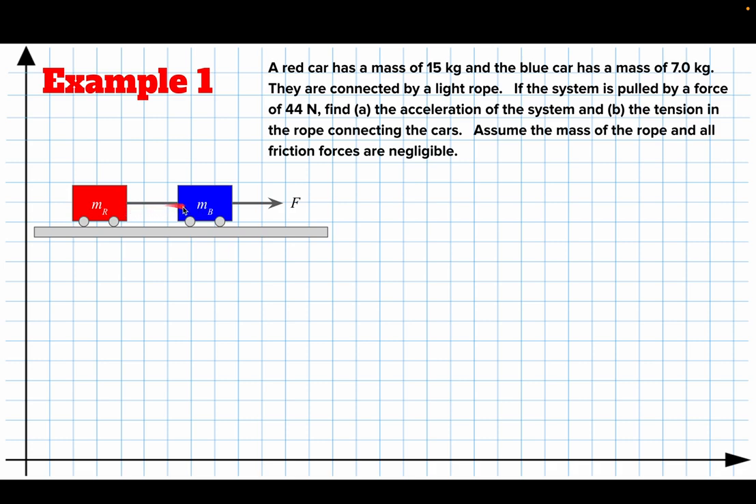They're connected by a light rope, and a force is applied to the blue car towards the right. And the force is 44 newtons. And so the question is, what is the acceleration of this system?